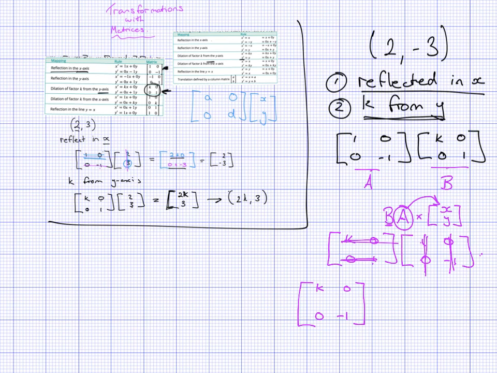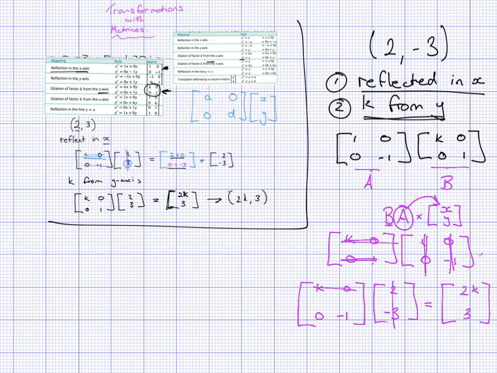Notice that it's got a k, it's got a -1, it's got all the important information. So now we're going to multiply it by the point that we needed to have transformed, which was (2, -3). And it's going to be rows by columns. So it's going to be 2k plus 0 times -3, which is 0. And then it's going to be 0 times 2 plus -1 times -3, which is just positive 3.